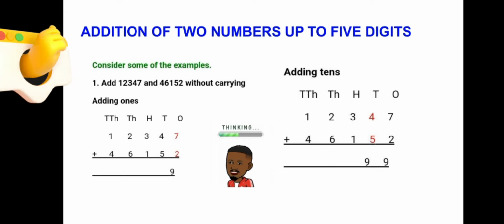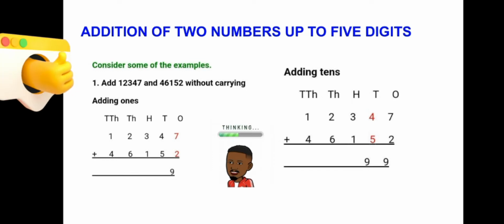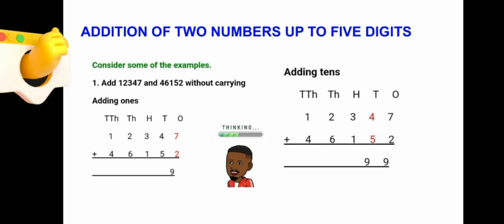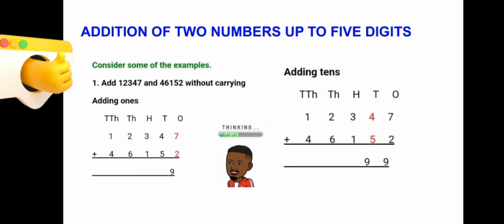Adding ones is the first step. We have TTH, TH, H, T, and O. Under the ones, we have 7 and 2, so we have 7 ones plus 2 ones, and 7 plus 2 is 9. It will give us 9 ones.